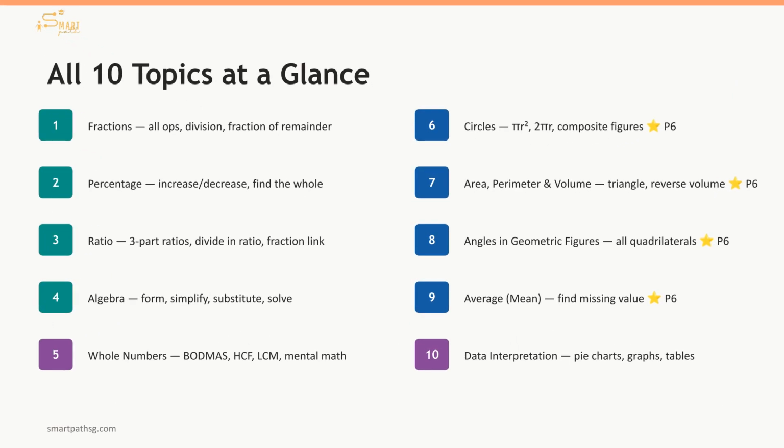Here's your complete checklist of all 10 topics. Topics 6 to 9 are P6 new content. Give these extra focus. The star topics are most likely to appear in the more challenging Paper 2 questions. Pause now and rate your confidence in each from 1 to 5.